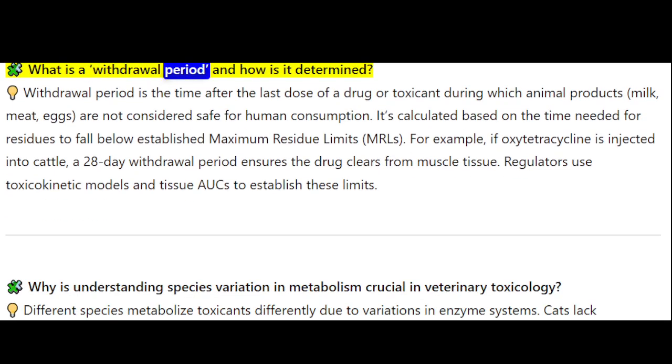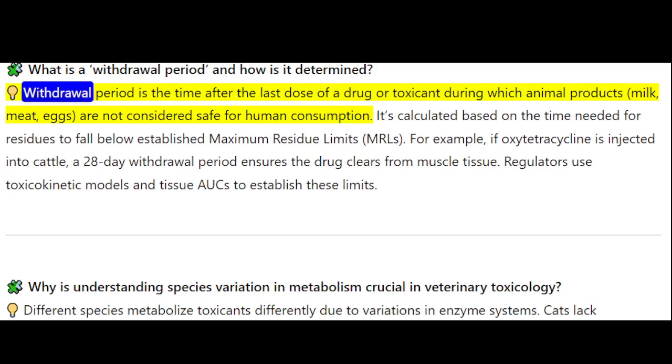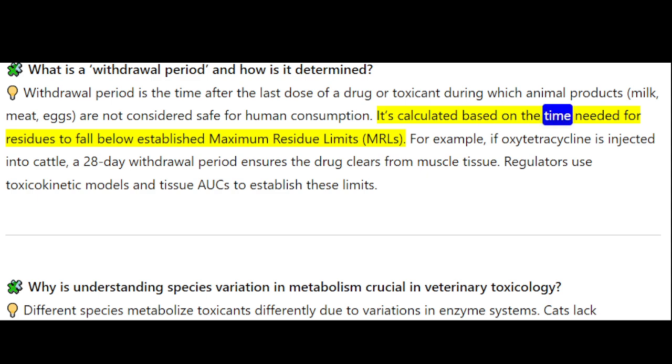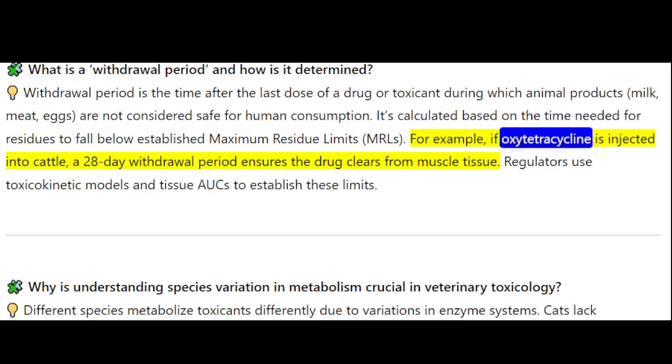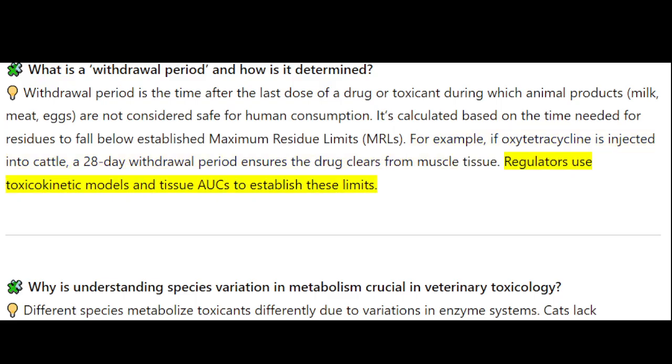What is a withdrawal period and how is it determined? Withdrawal period is the time after the last dose of a drug or toxicant during which animal products, milk, meat, eggs, are not considered safe for human consumption. It's calculated based on the time needed for residues to fall below established maximum residue limits, MRLs. For example, if oxytetracycline is injected into cattle, a 28-day withdrawal period ensures the drug clears from muscle tissue. Regulators use toxicokinetic models and tissue depletion studies to establish these limits.